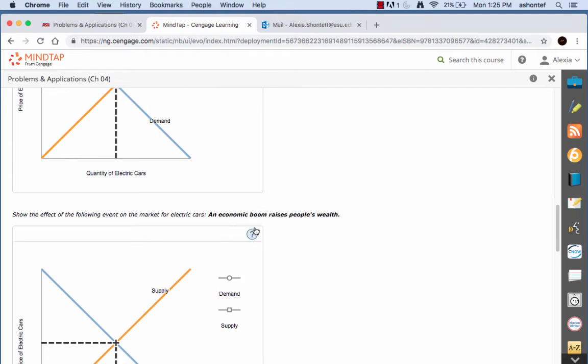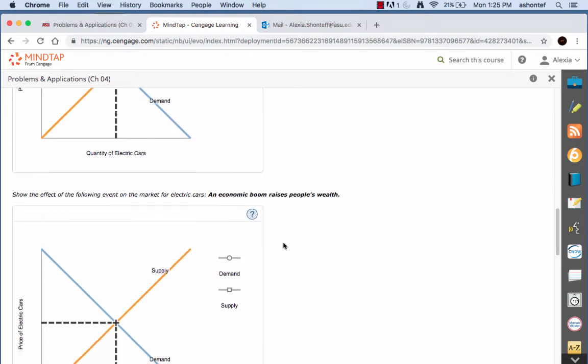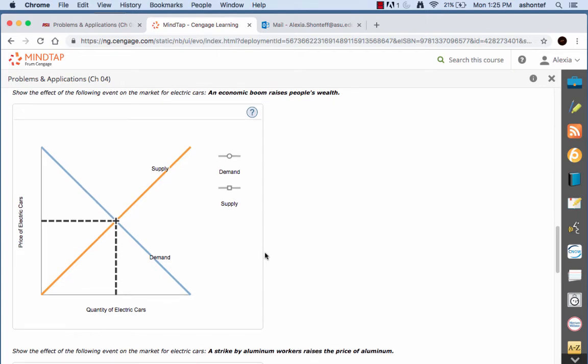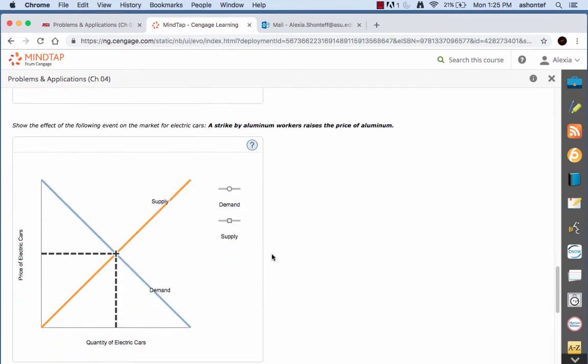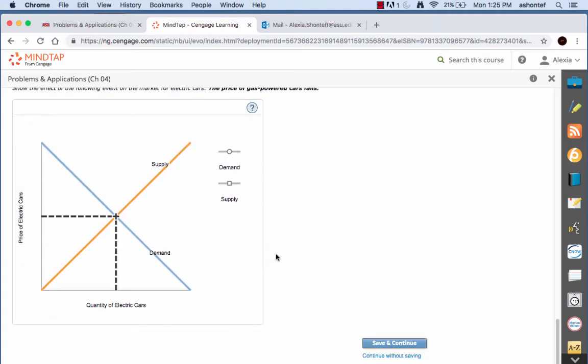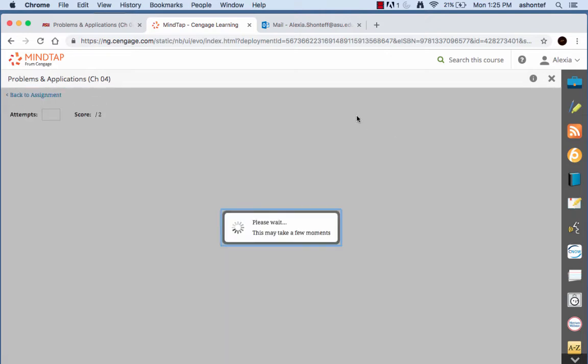And then it says an economic boom raises people's wealth, so that would be an income change. So what is that going to do? So I think if you go through these, they are really good practice problems. I think you should be okay with this. Continue on.